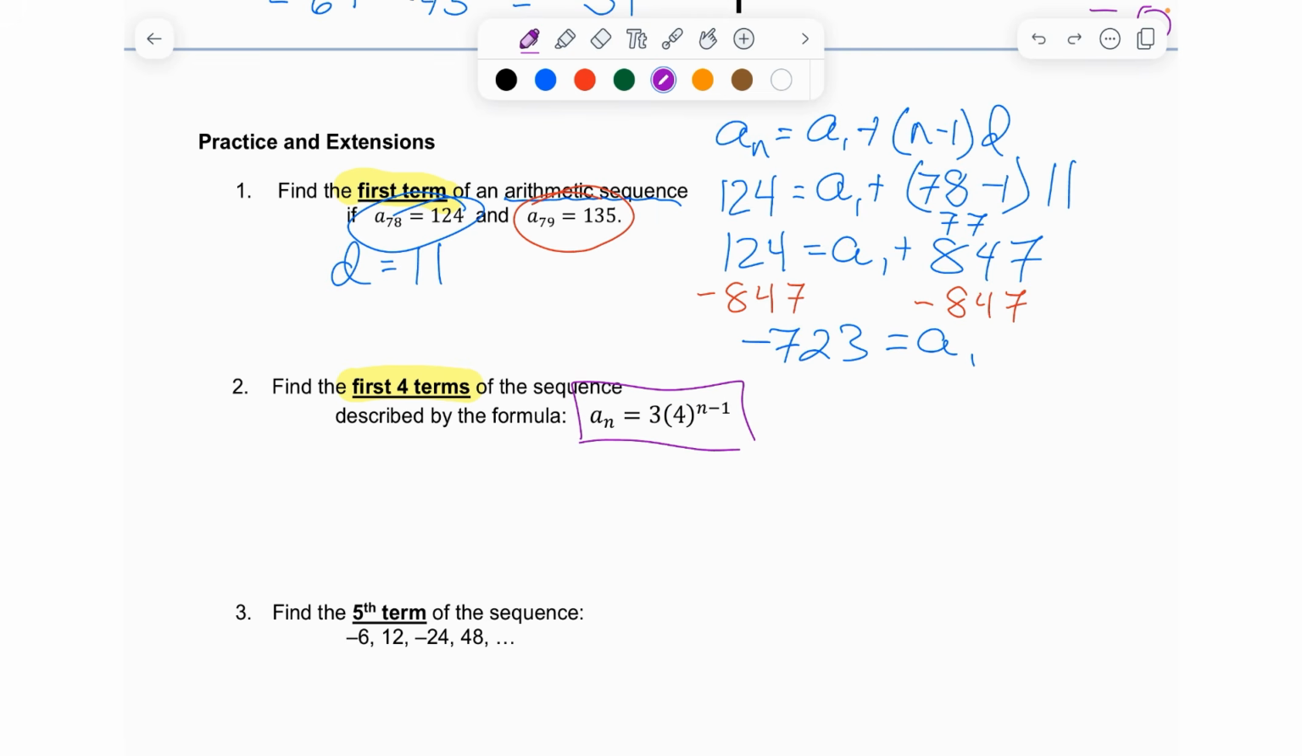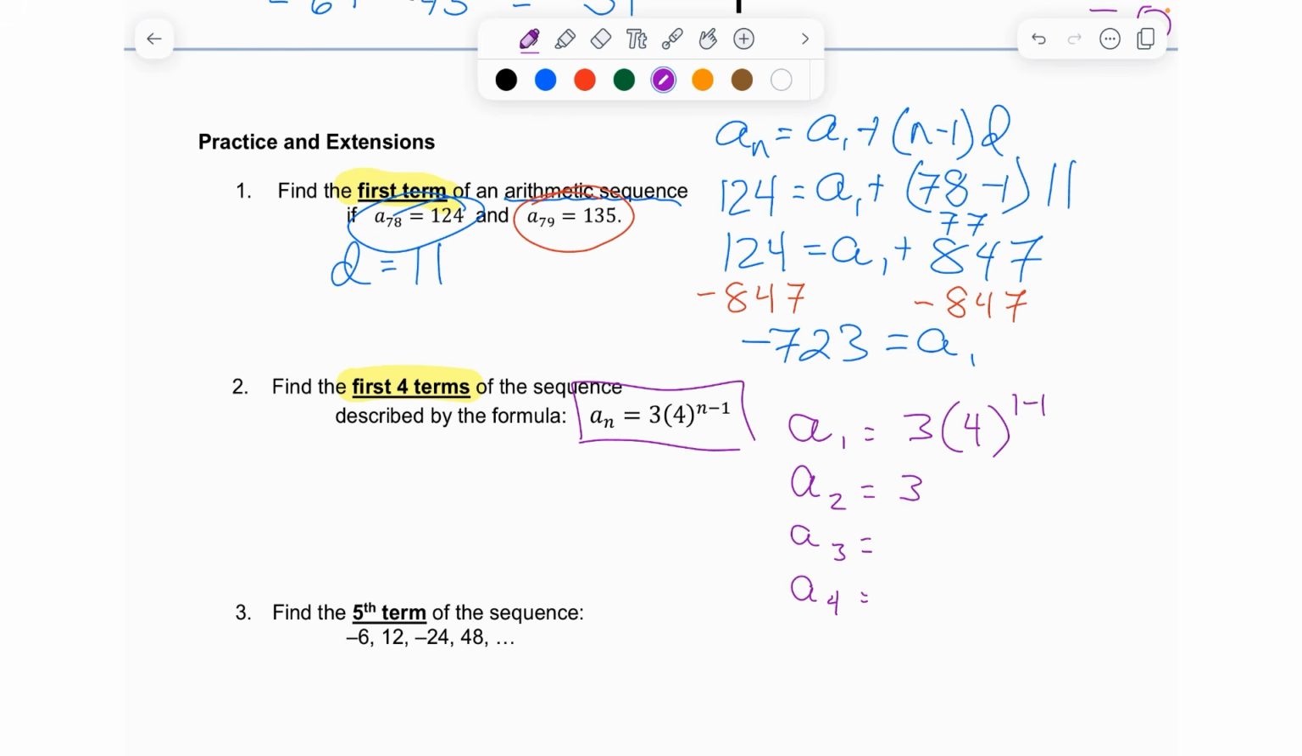But maybe I have to realize more what it is we're trying to find here. Yeah, we're trying to find the first, second, third, and fourth terms. So check this out. That means that I'm going to plug in n. I'm going to plug in 1 for n.